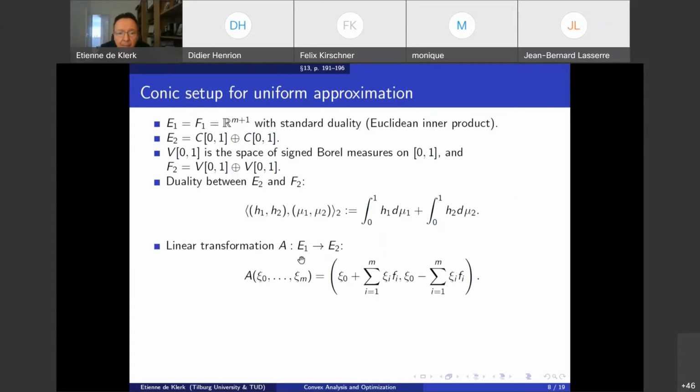So we are mapping R^(m+1). We have m+1 components, xi 0 up to xi m, and we are mapping it to a pair of continuous functions on [0, 1]. And these are just the same function. And then the cones that we have: one of the cones is just the whole space, and the cone K2 are pairs of non-negative functions on [0, 1].